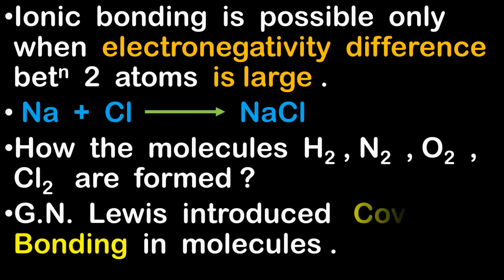So there was a question in front of everyone. So it was G. N. Lewis who introduced the concept of covalent bonding in molecules. Now if I directly tell you all the definition of covalent bonding, then you all will not understand anything, and that doesn't make any sense, right? So what I am going to do is explain the concept of covalent bonding. And to understand the concept, let's move on to my book.